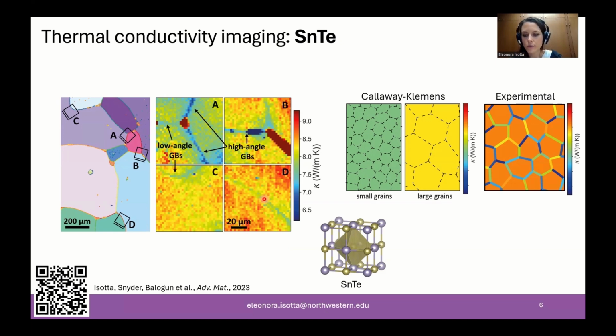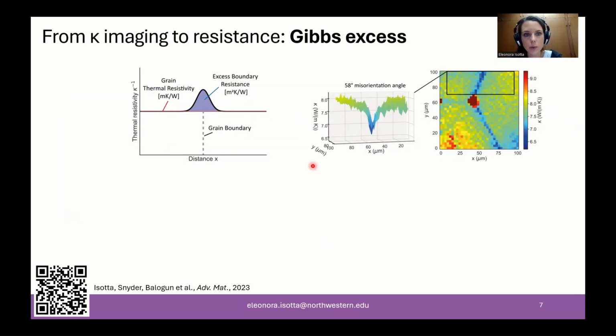So in short, from this study, there are two main takeaways that I wanted to mention. Number one is that we do see that different boundaries behave differently. In particular, we saw that low misorientation angle boundaries show a lower suppression compared to high misorientation angle. The second key takeaway is that we wanted to have a unique parameter to characterize each boundary to facilitate comparison and also to have an estimate of the thermal resistance. And we do so by using a Gibbs excess approach.